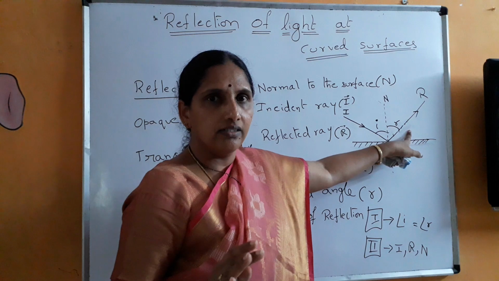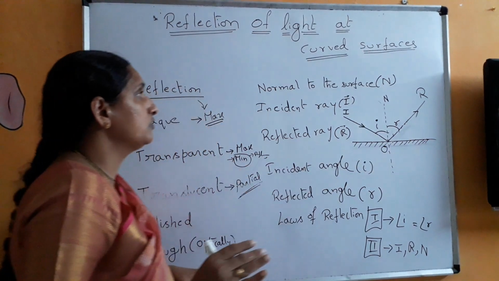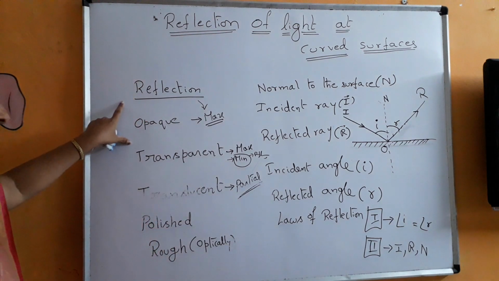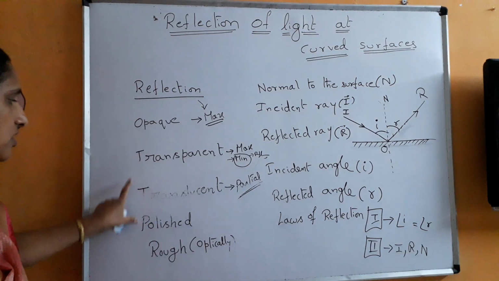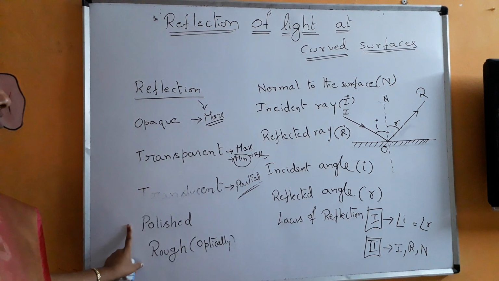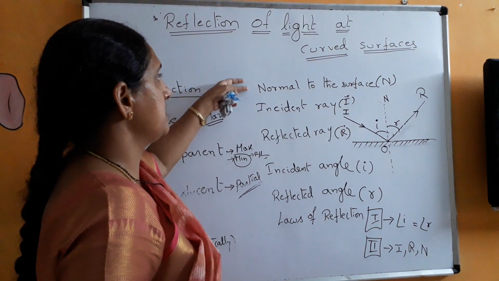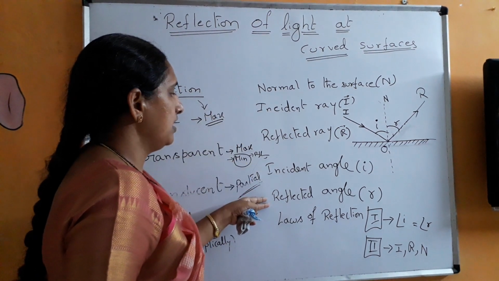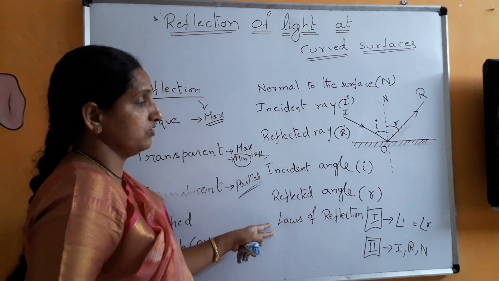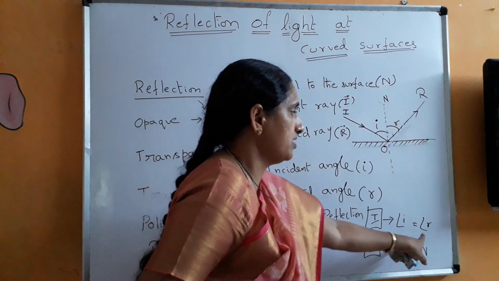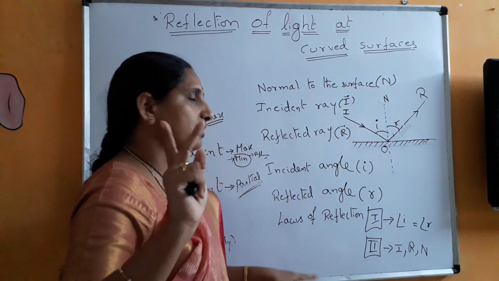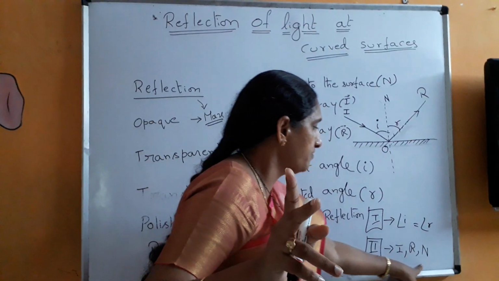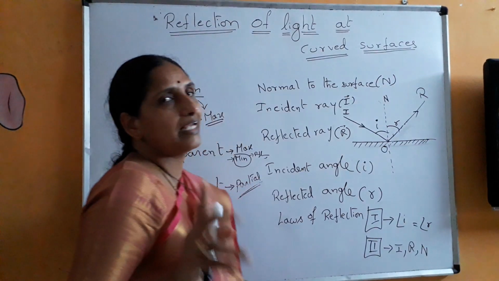Okay, is that clear? So what did we learn in today's class? About reflection, opaque, transparent, translucent, polished and rough surfaces. Then normal to the surface, incident ray, reflected ray, incident angle, reflected angle, laws of reflection. The first law is angle of incidence is equal to angle of reflection. The second law is incident ray, reflected ray and the normal to the surface all lie in the same plane.